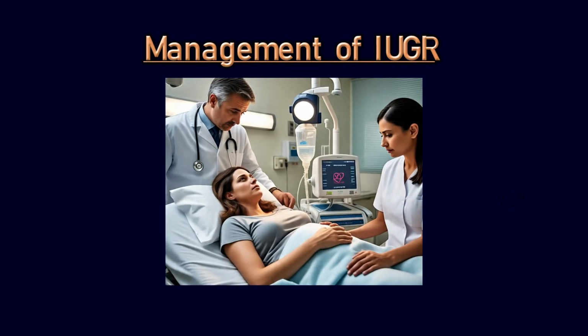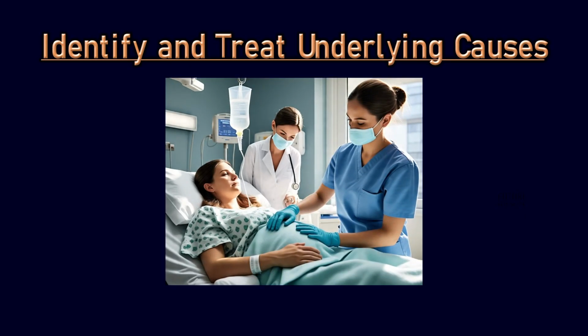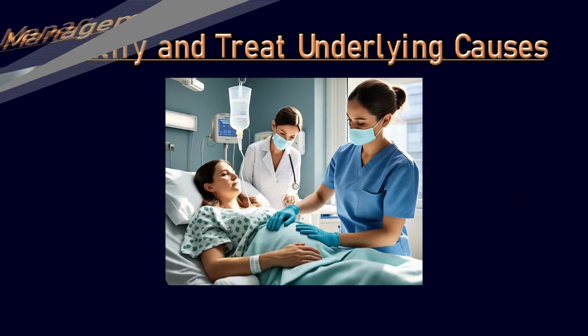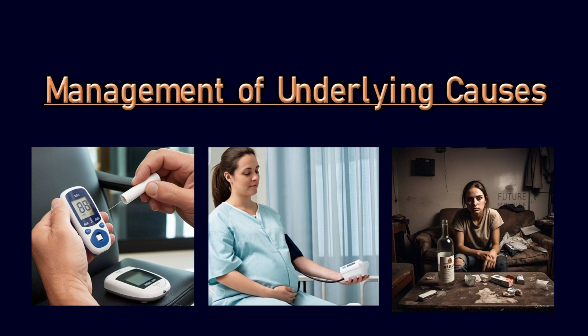Here we reach the treatment and management of IUGR. The management of IUGR focuses on monitoring fetal well-being, optimizing maternal health, and deciding the best time and method of delivery to reduce the risk for the baby. First one is to identify and treat underlying causes. Maternal conditions such as hypertension, diabetes, anemia should be identified and managed. Infections such as TORCH and malaria must be screened for and treated appropriately. Substance abuse such as alcohol, tobacco and other drugs must be stopped immediately.